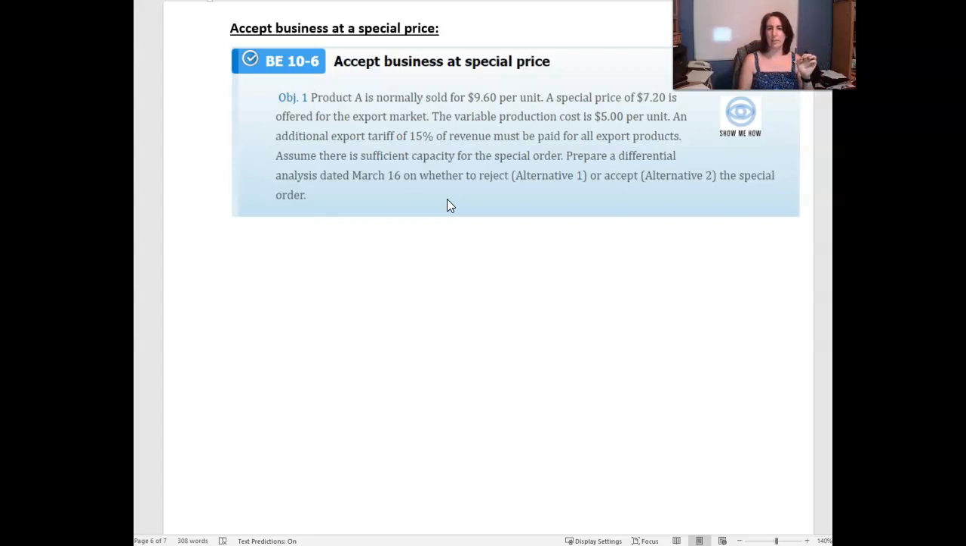Product A is normally sold for $9.60 a unit. A special price of $7.20 is offered for the export market. The variable production cost is $5 per unit.